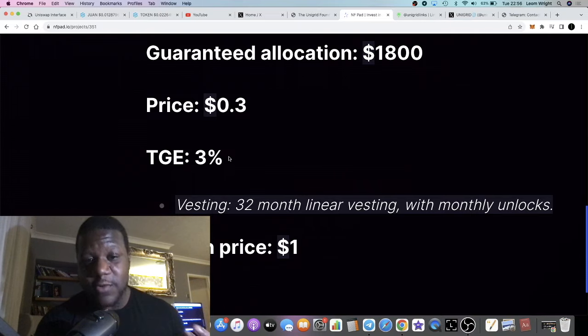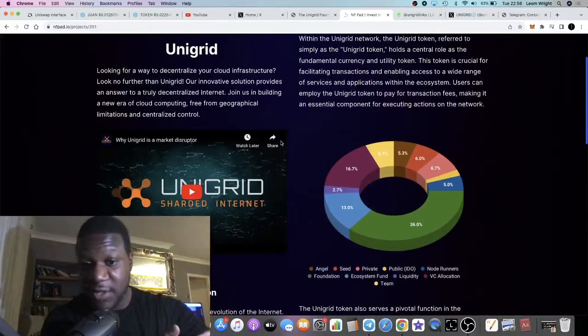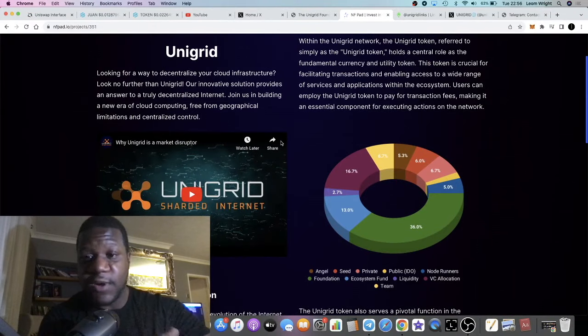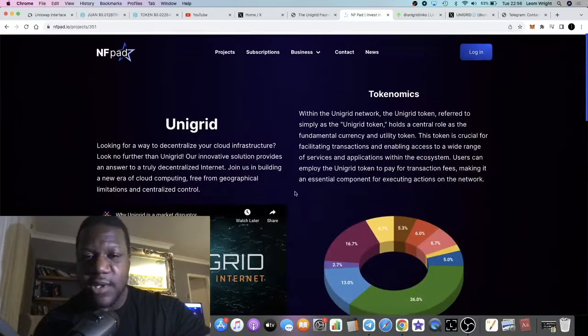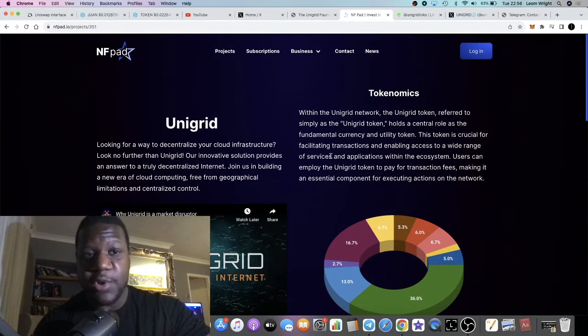If you get one of the nodes, even better. Remember, go back to the beginning, we told you how much you can make on one of those nodes. Yeah, I mean, this looks like a great opportunity with great potential.